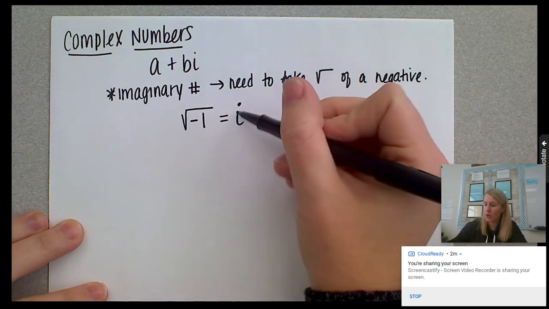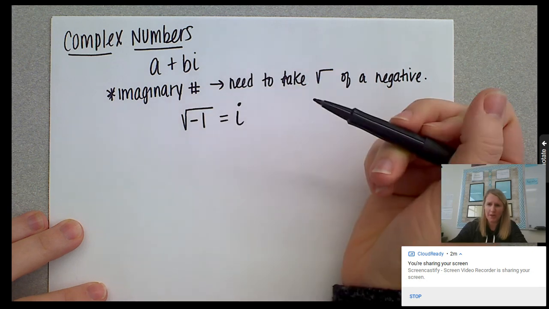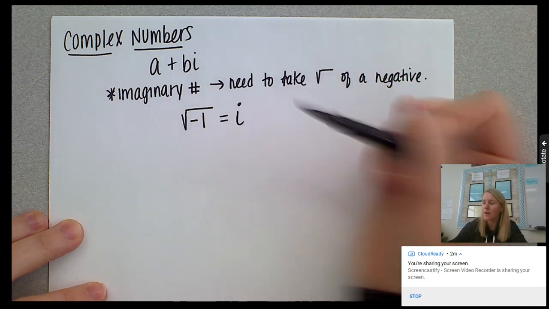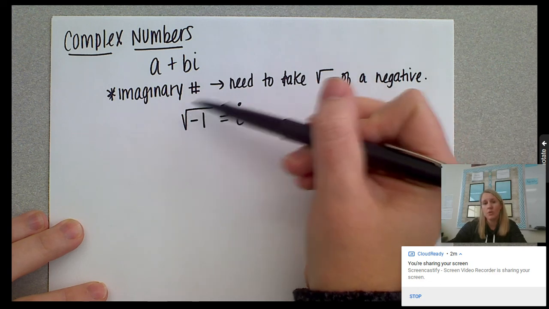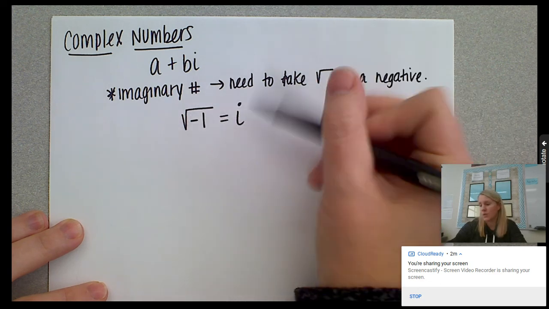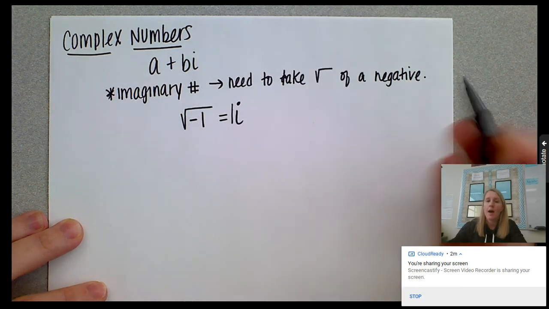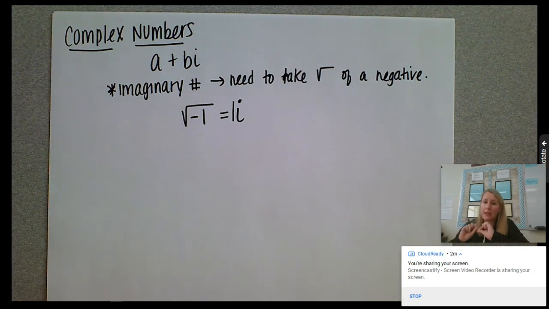I try to curl my i so it doesn't look like a 1. I put an aggressive dot there. But anytime you see the square root of a negative, in this case it's -1, so you could say 1i if you wanted to, that square root of a negative is going to be replaced with an i. So let's look at some super basic examples.